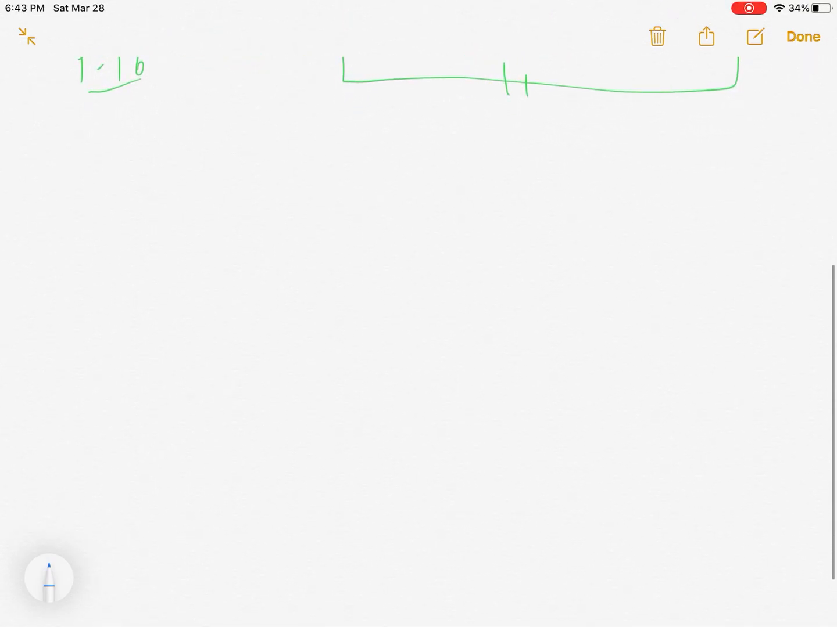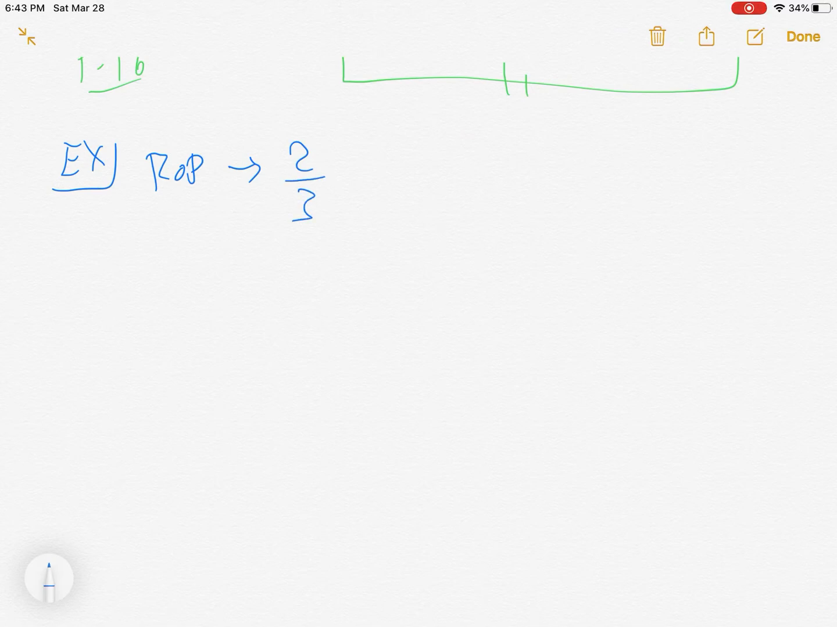So they might ask you this. Here's an example. They might say the ratio of perimeters is 2 to 3, and they'll say, what's the ratio of areas? And you say, no big deal, it's 4 to 9. You squared the numerator and denominator, right?